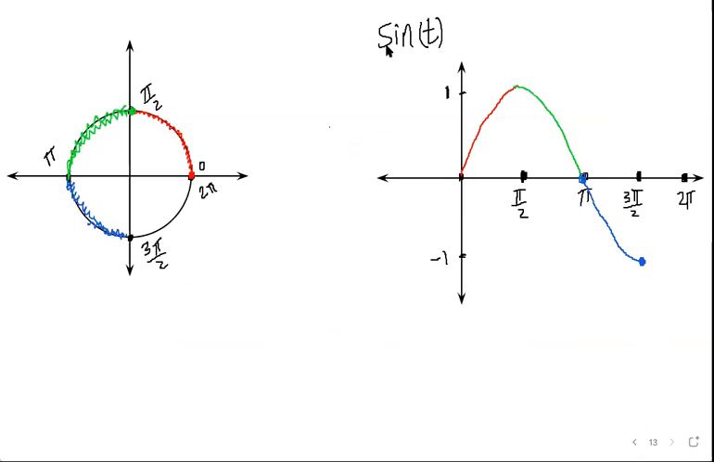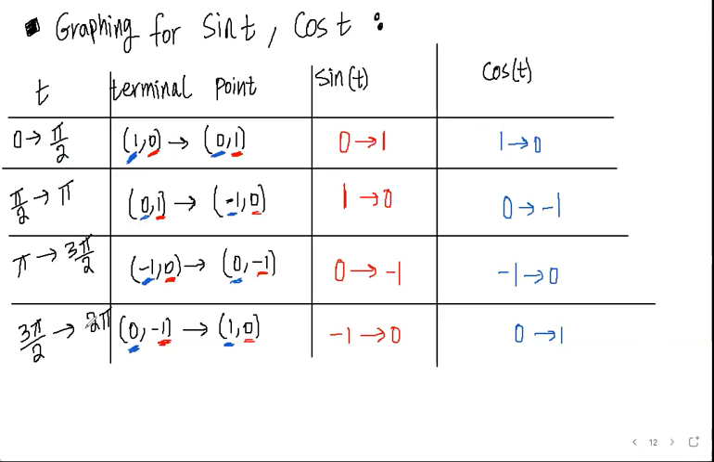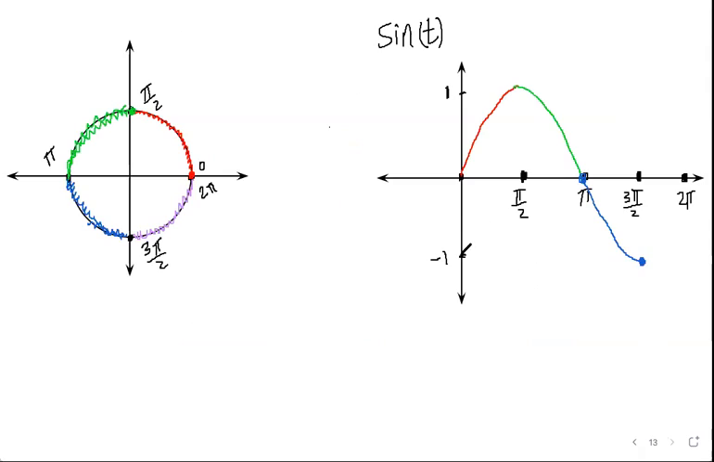The last one is from 3 pi over 2 to 2 pi. The function goes from -1 to 0. Here's -1, then 0, like this. And I know the function is periodic, so it will continue like this. And the same things here.